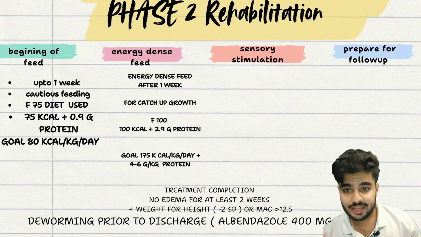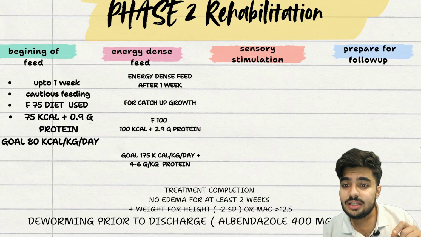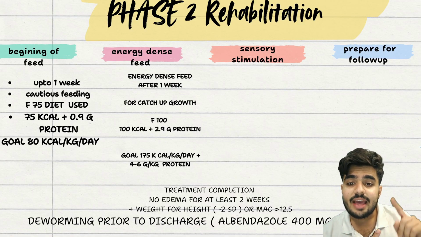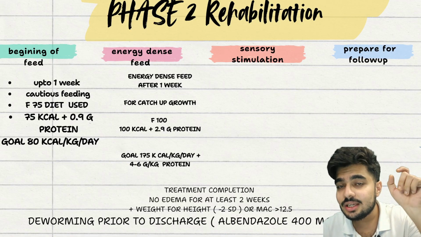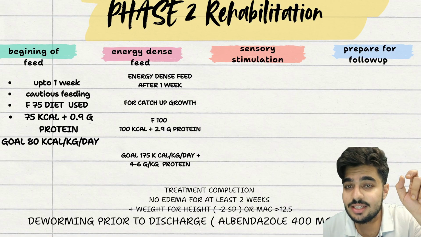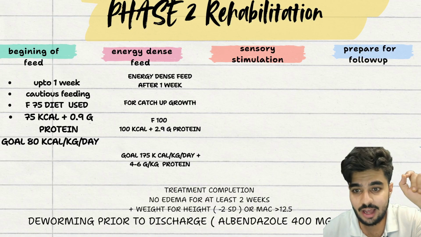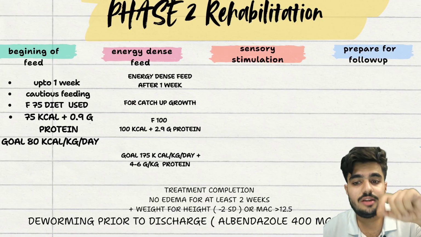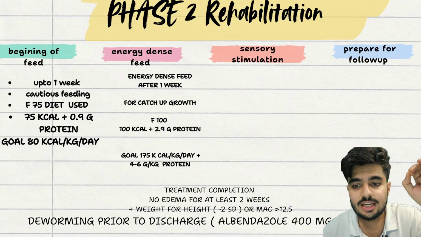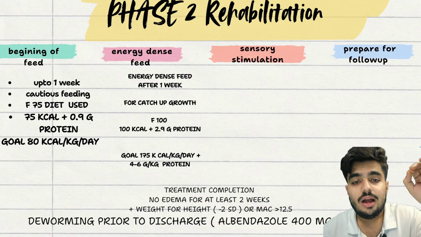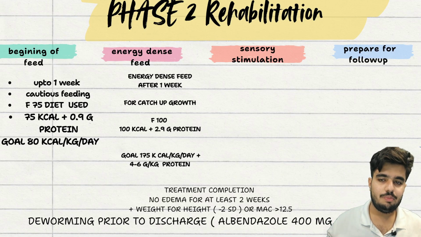Second phase is from the second week, we give energy dense food. So energy dense food is to catch up the growth. It is given like F100. F100, the 100 denotes the caloric value, the kilocalories. 100 kilocalories and 2.9 gram protein is there in the F100 diet, and the goal is to reach 175 kilocalorie per kg per day and 4 to 6 gram protein per kg per day. And sensory stimulation is given, and the last step will be prepare for the follow-up.